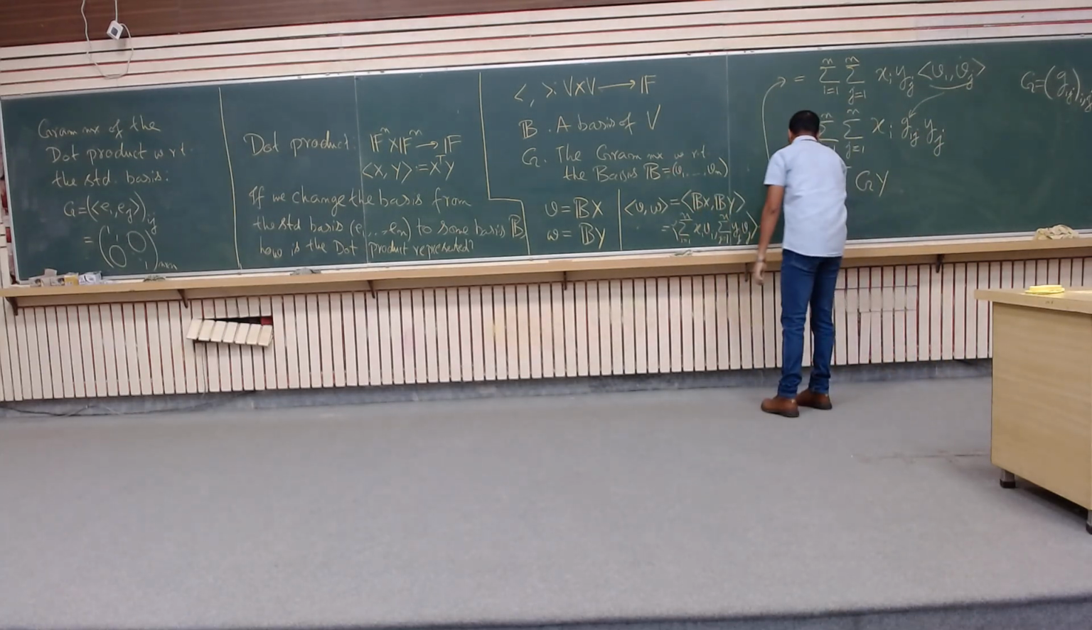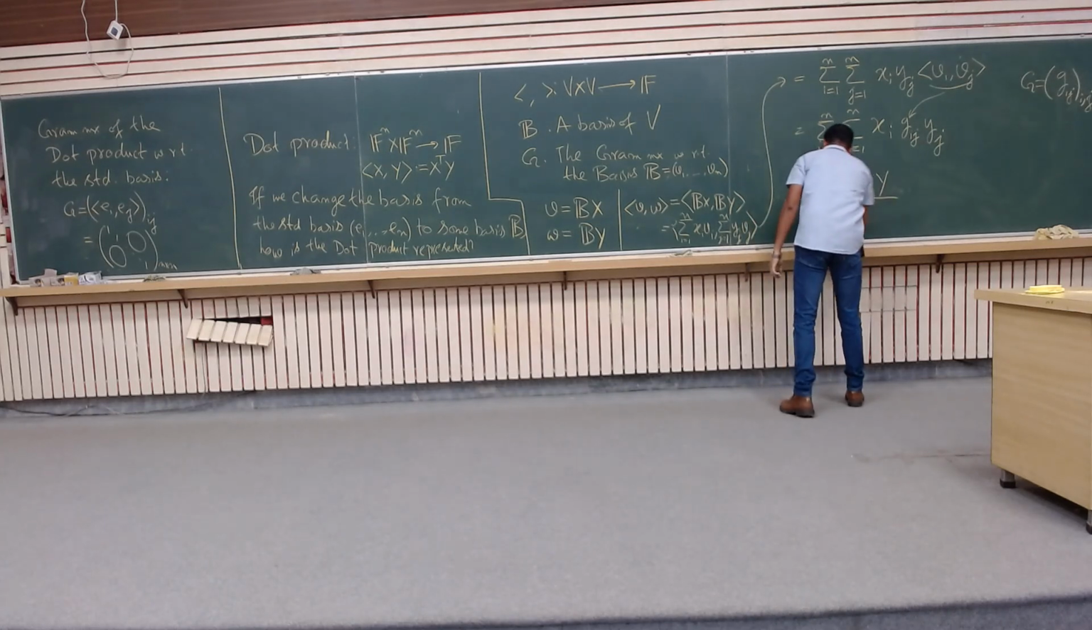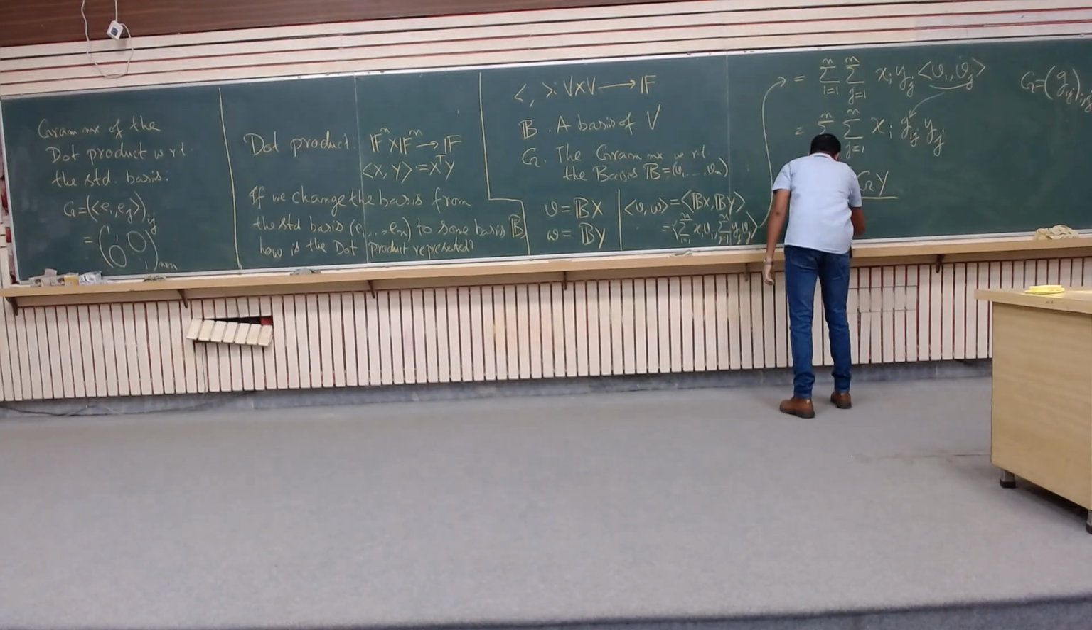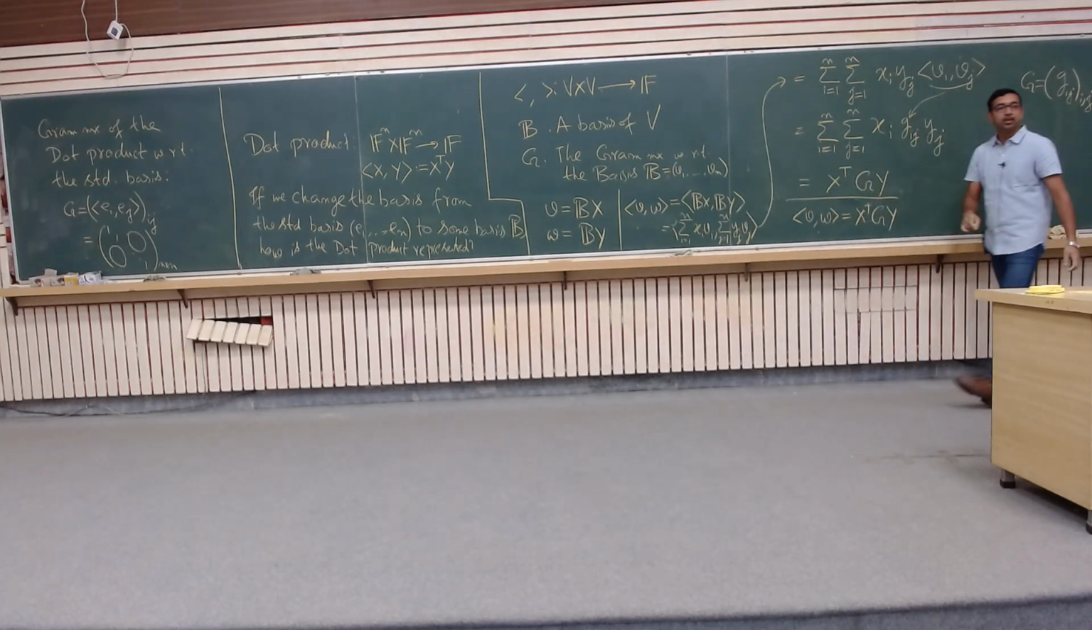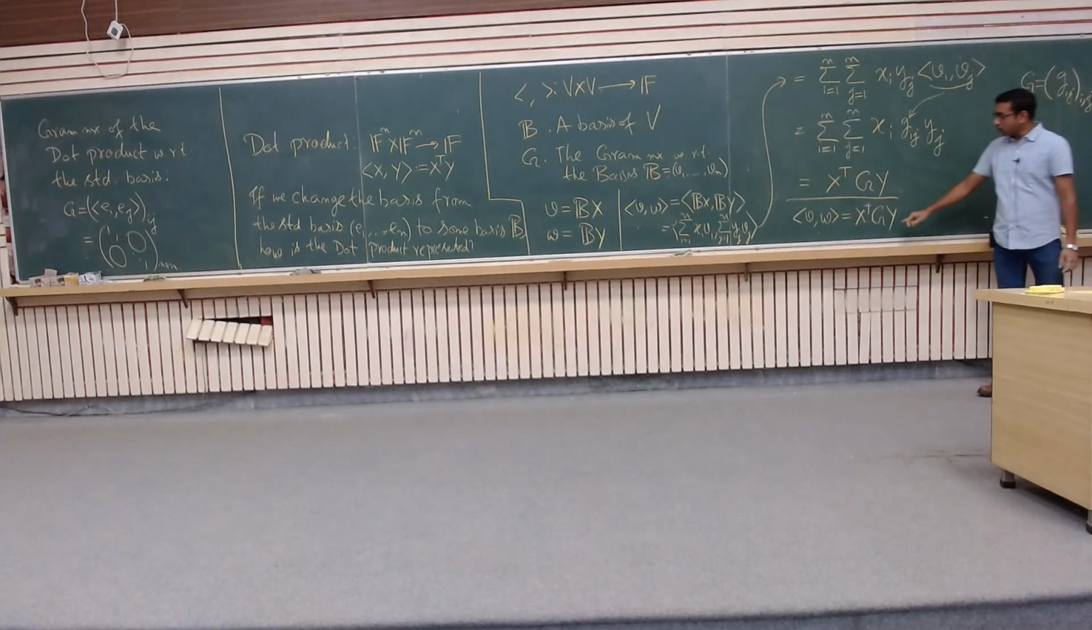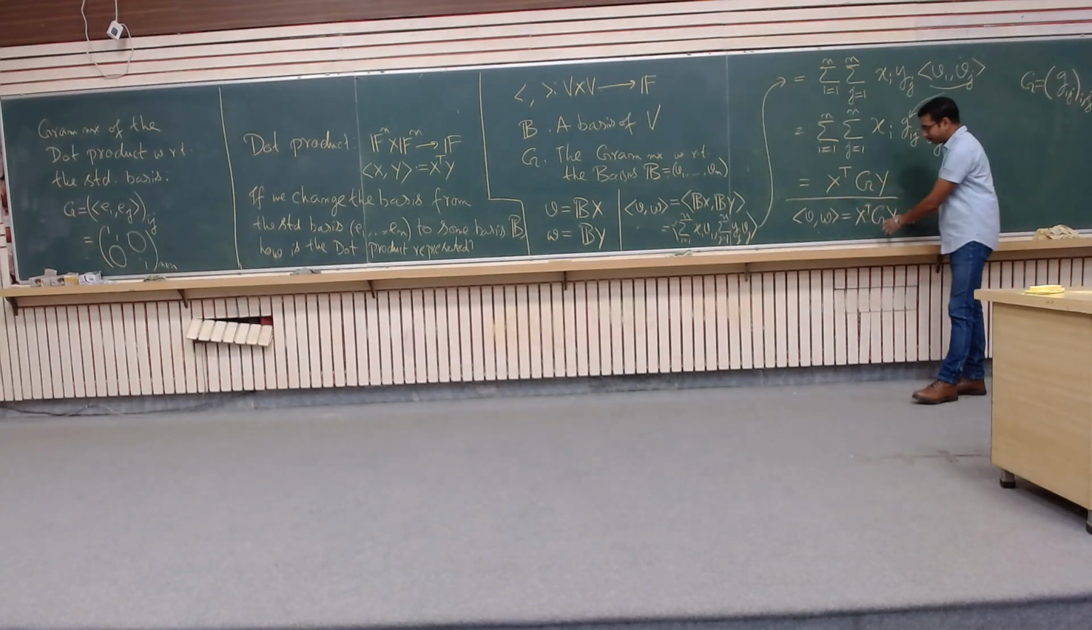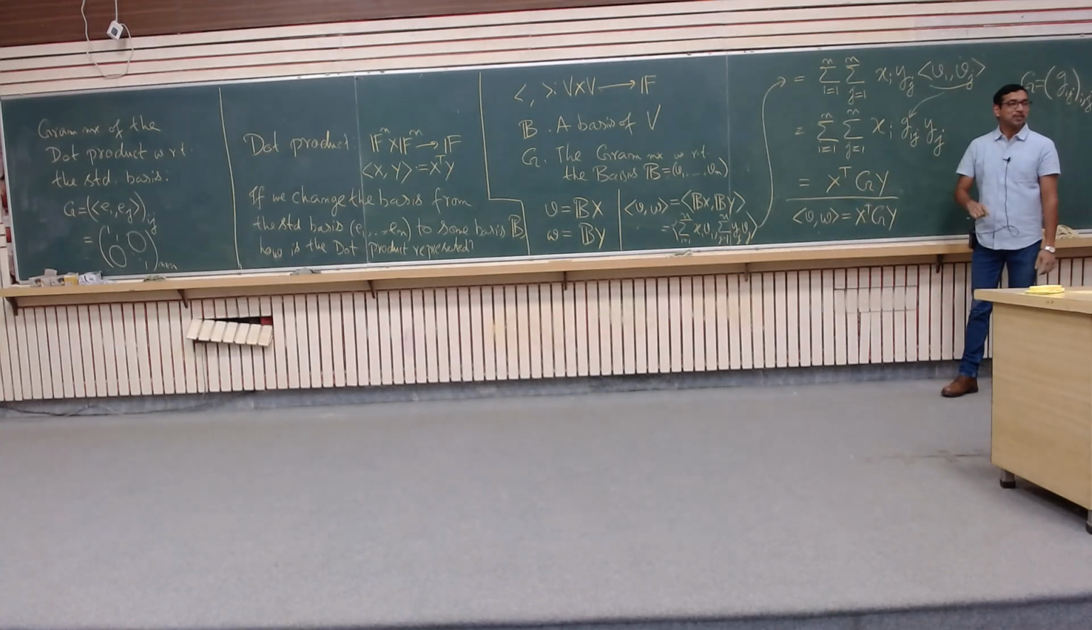So finally we get that <v, w> is equal to x transpose G y. Okay. So the gram matrix lets you compute the bilinear form explicitly, once you are given a basis.